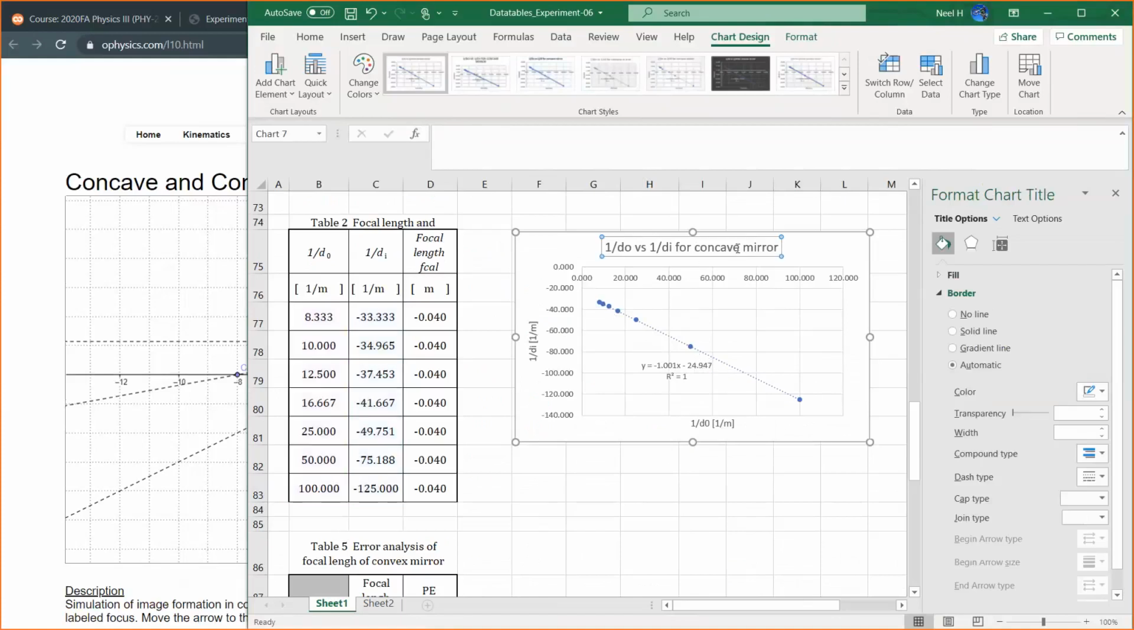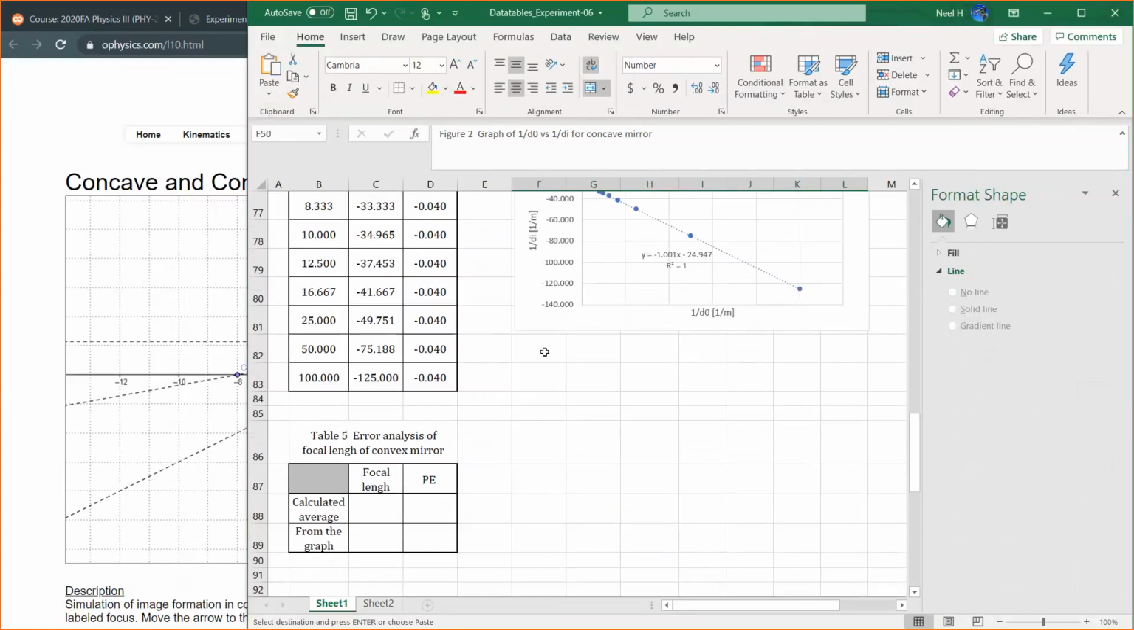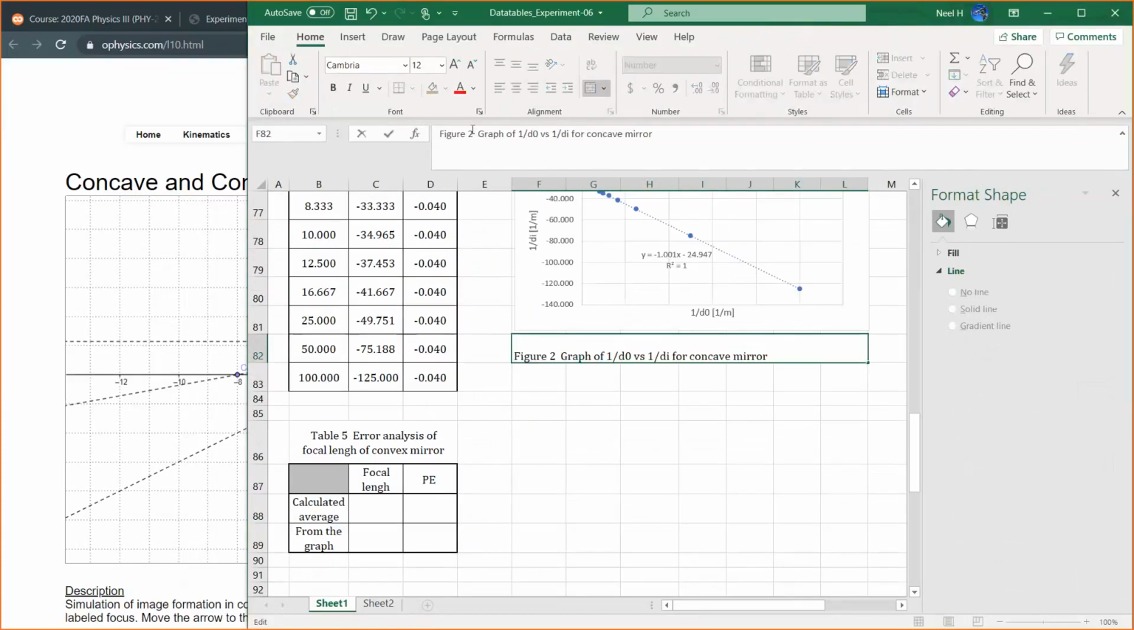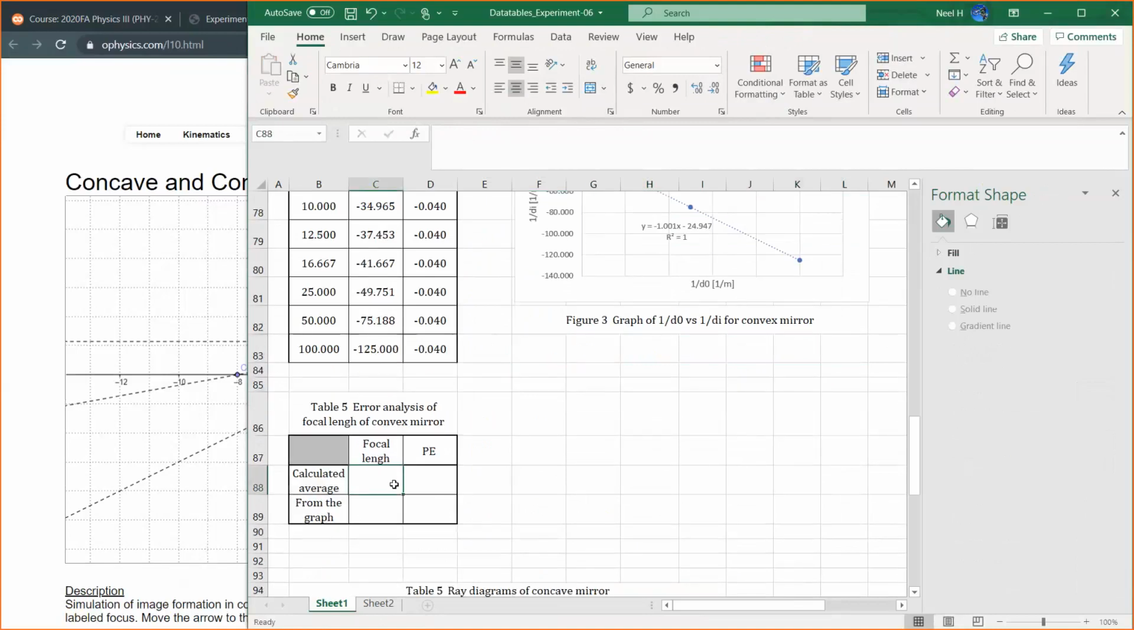Now I have to just edit this name right here because this is now convex mirror. That's the only difference. And also I can bring the figure name which I made here into here. So that figure name is now going to be figure 3. The only difference is that this is for the convex mirror. Okay. Let's do the same analysis we did earlier.